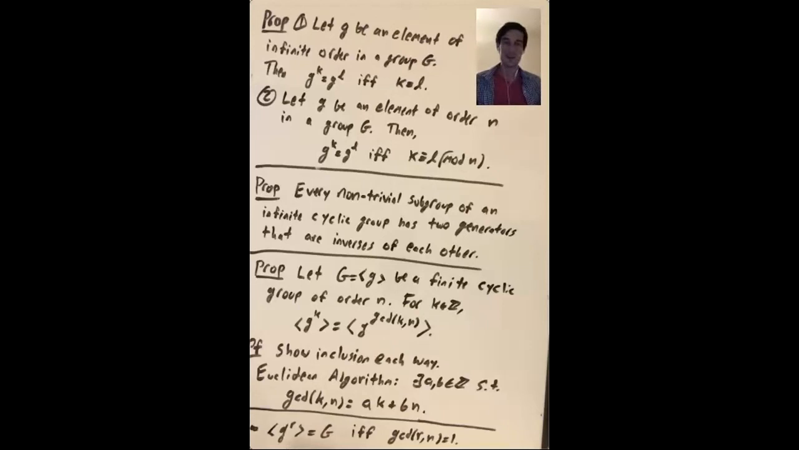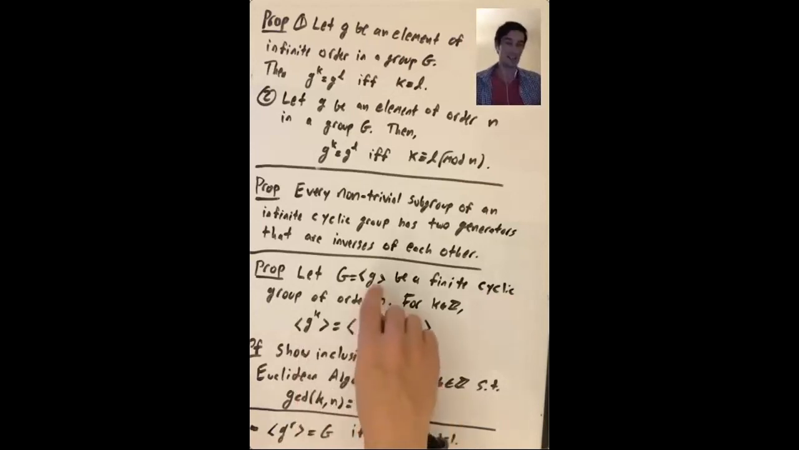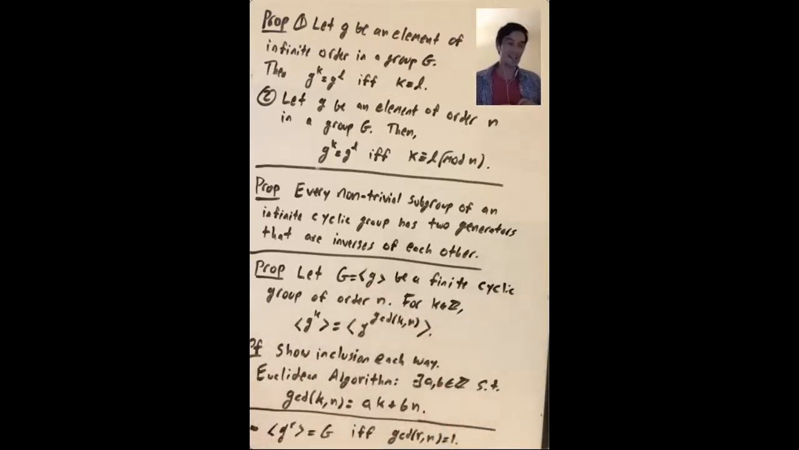So when is the subgroup generated by g to the r equal to the whole group? Well, the subgroup generated by g to the r is the same as the subgroup generated by g to the GCD of r and n. Well, if that GCD is 1, then the subgroup generated by g to the r is the same as the subgroup generated by g to the 1, which is the whole group. And the other direction also holds. If the GCD is bigger than 1, then you get a subgroup that's strictly smaller. If you have a number that divides n, then you're getting a smaller subgroup than the whole group.